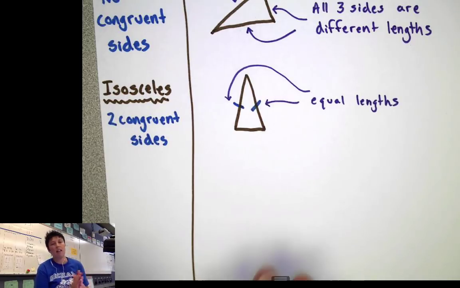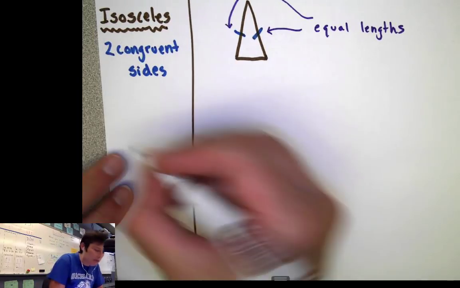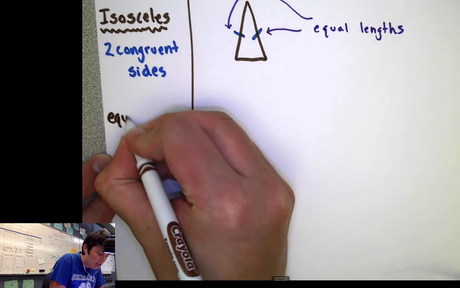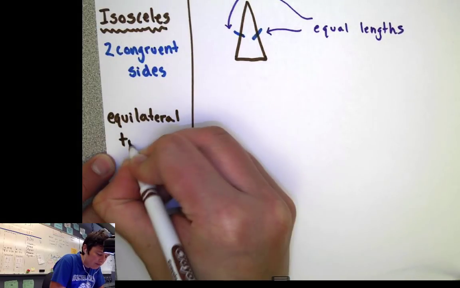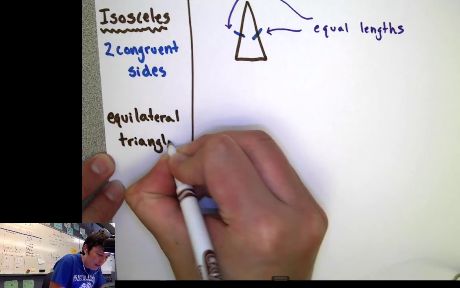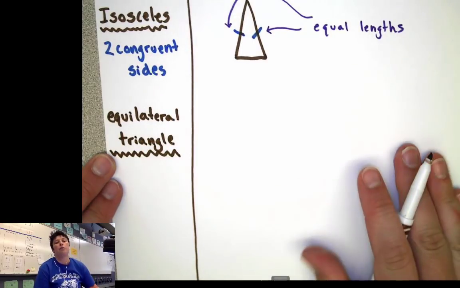And if it's not a scalene, and if it's not an isosceles, then it's our third category. And our third category is called an equilateral triangle. An equilateral triangle. What do you think an equilateral triangle is?